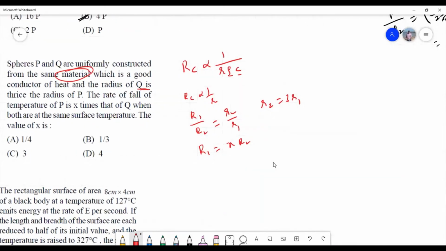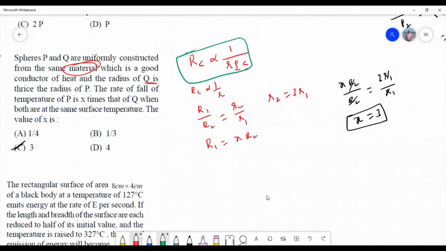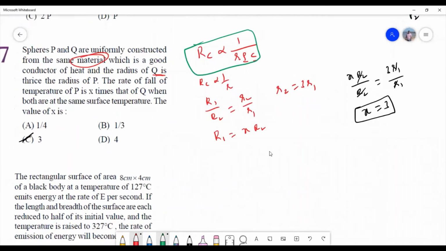Let us substitute these two values there. So therefore, x R2 by R2 is equal to 3R1 by R1. R2, R2 cancel, R1 cancel. So simply the x value is 3, option number C. And this relation is very, very important. The rate of cooling is inversely proportional to the radius of the sphere, density and specific heat.